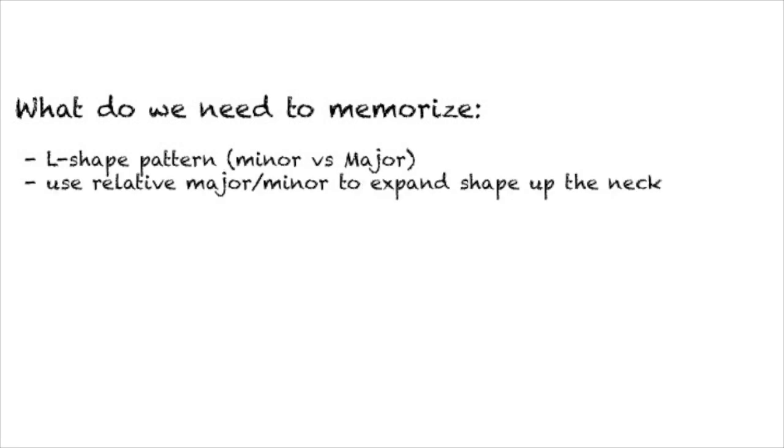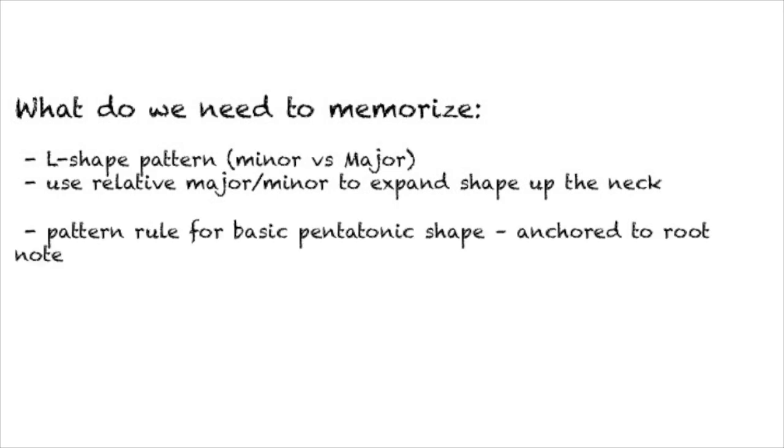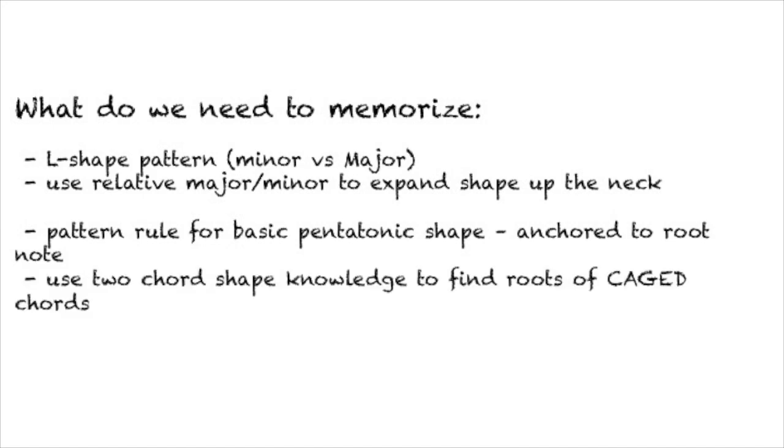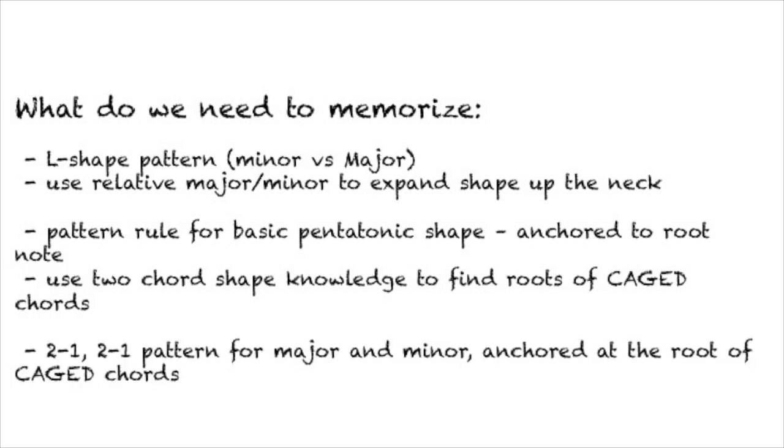Okay, this was a lot of material. Let's see what we need to memorize. The L-shaped pentatonic pattern is really easy, but we have to remember where it starts for major versus minor scales. Of course, it fits nicely with the relative major-minor relationship. If we remember where the root of each chord is, then we can anchor our basic pentatonic shape to that. Of course, now that we know that there are really just two caged chord shapes, remembering where the root is for each chord is easier. Finally, if we can remember the 2-1 pattern, then we can easily anchor this to the root of the caged chords.